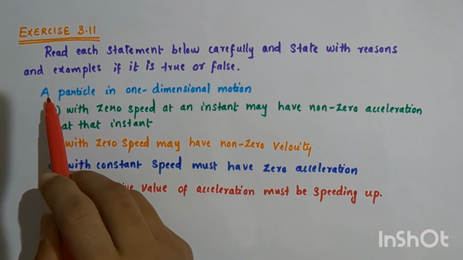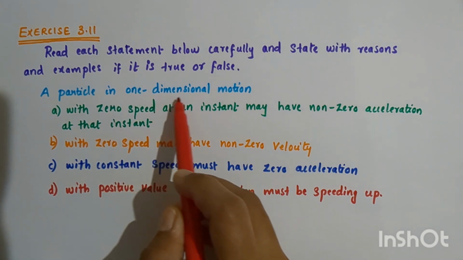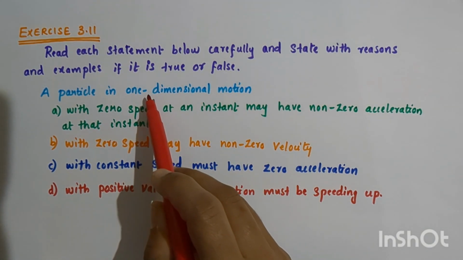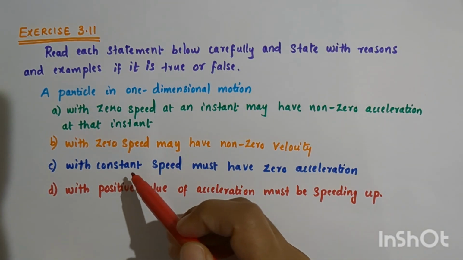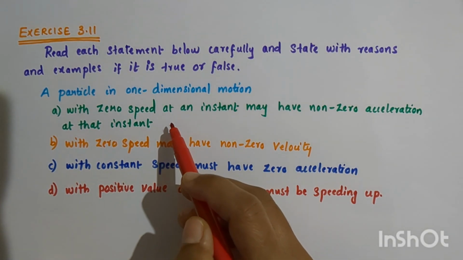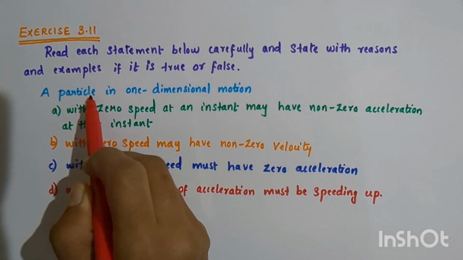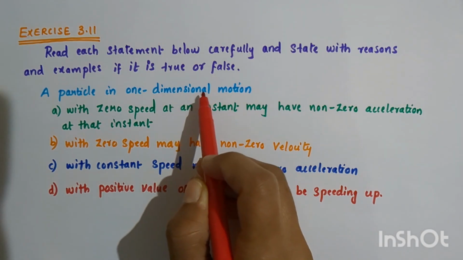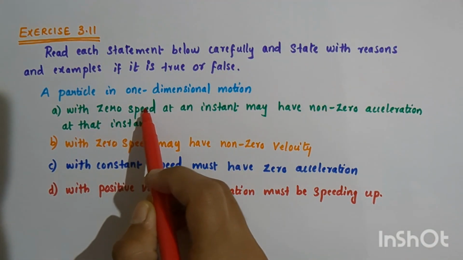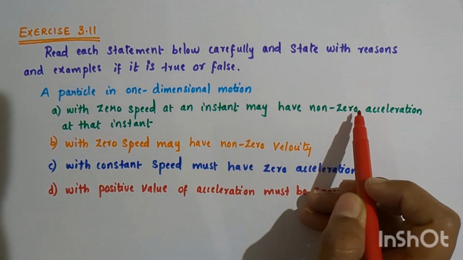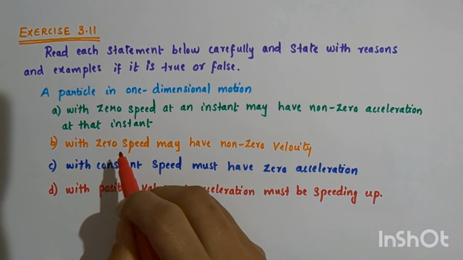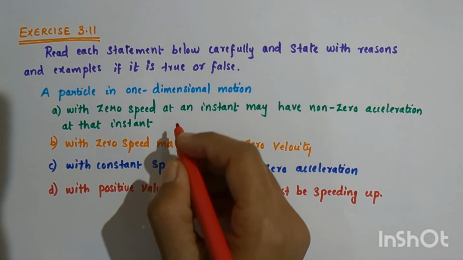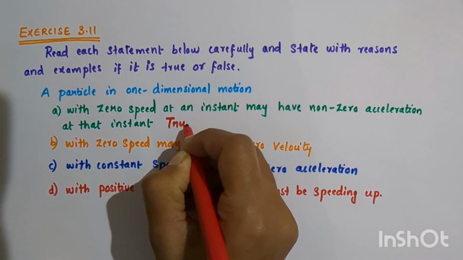So you see, it is given that we are considering a particle which is in one-dimensional motion. This is very important because the same thing for a two-dimensional or three-dimensional motion would be different. So here we are considering a particle in one-dimensional motion. A particle in one-dimensional motion with zero speed at an instant may have non-zero acceleration at that instant. Is it true or false? You see, it is a true statement.